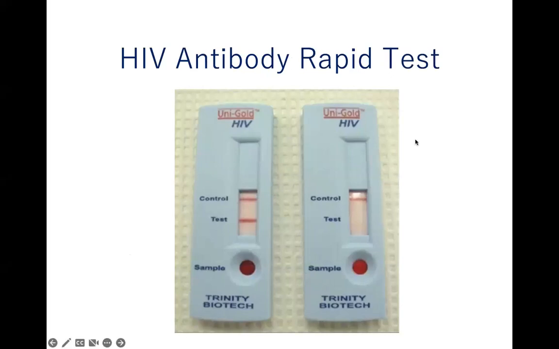So this is an example of a rapid test. We use this quite often, the Unigold test, where you are able to differentiate a positive test from a negative test based on whether the test band is positive. You just put a little bit of blood here and some buffer to drive the sample through the system, and then within 10 minutes, you are able to diagnose HIV infection.